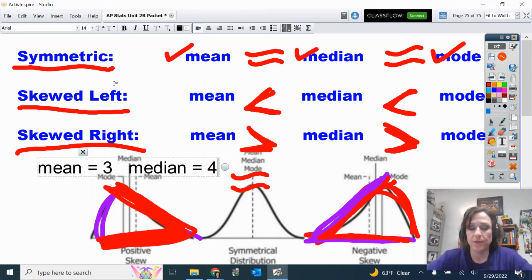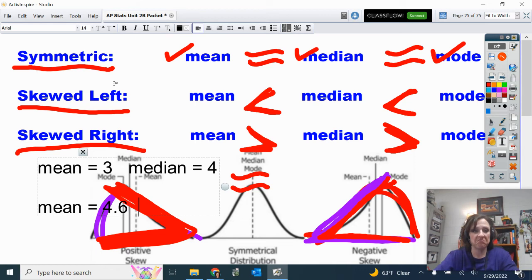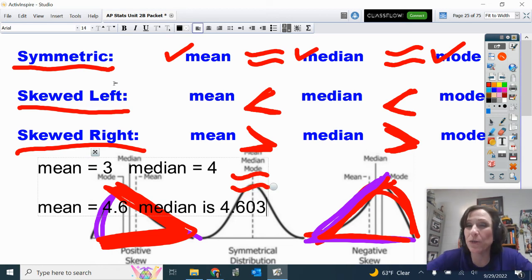What if I told you the mean is 4.6 and the median is 4.603? In real data, it's not going to be exactly the same. Those are relatively close, could even be 4.5, whatever. Relatively close, so it's approximately symmetric. All right, you get the idea.